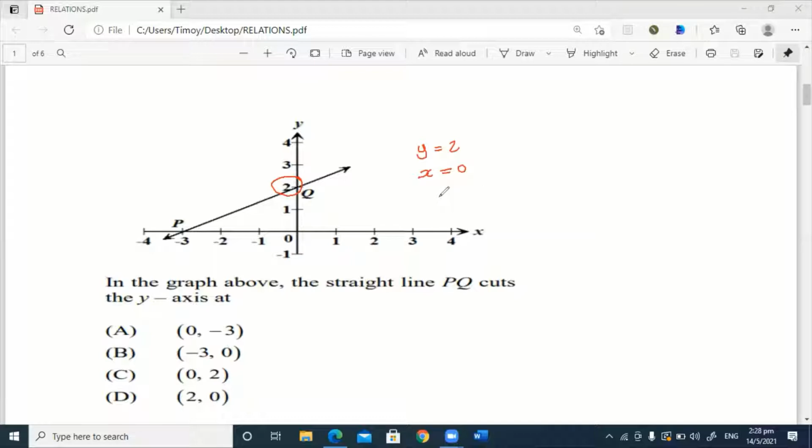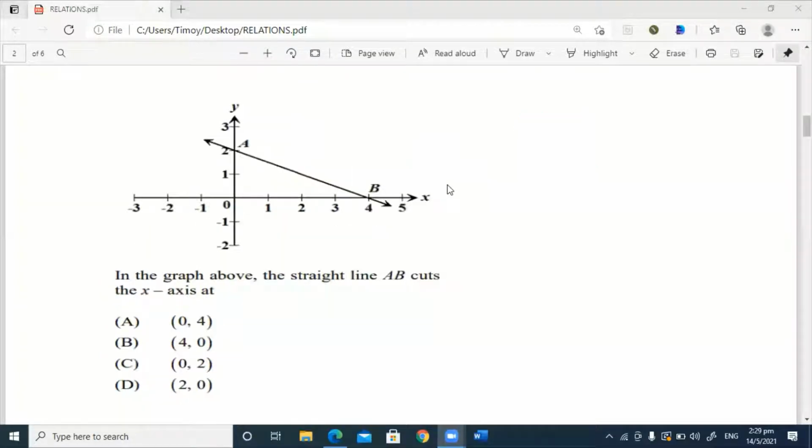So the point at which it cuts it, note that we plot points for any point P in the form x, comma, y. So therefore, this point is going to be 0, comma, 2. So our answer here is going to be C. And be very careful when you're given a question like this, because you can easily choose D as the answer as a mistake. So always remember that it's the x component first, then the y component.